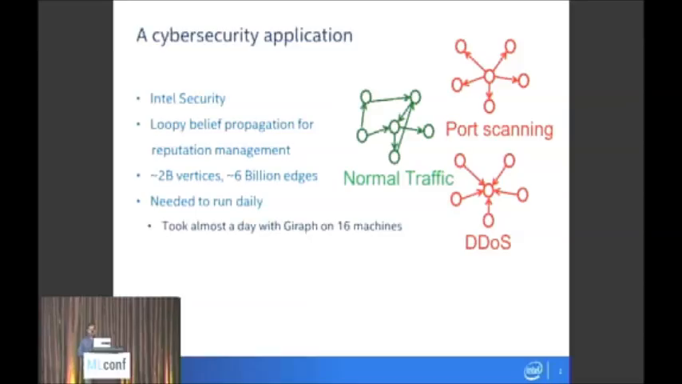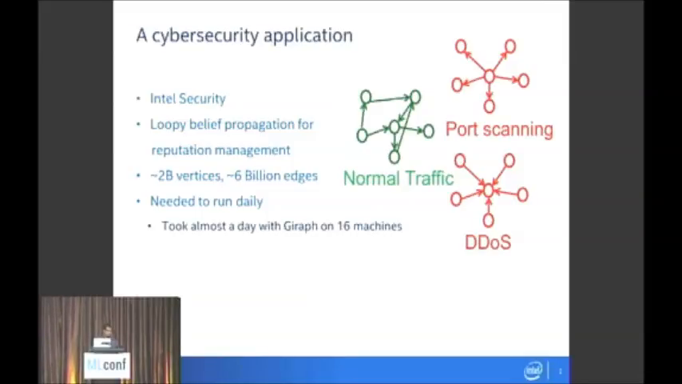But what I do want to impress today is that graph performance needs to be faster and better. What we do want is to have frameworks that improve the current performance by at least an order of magnitude or more. To begin with, an example from Intel Security. This is a cybersecurity application.